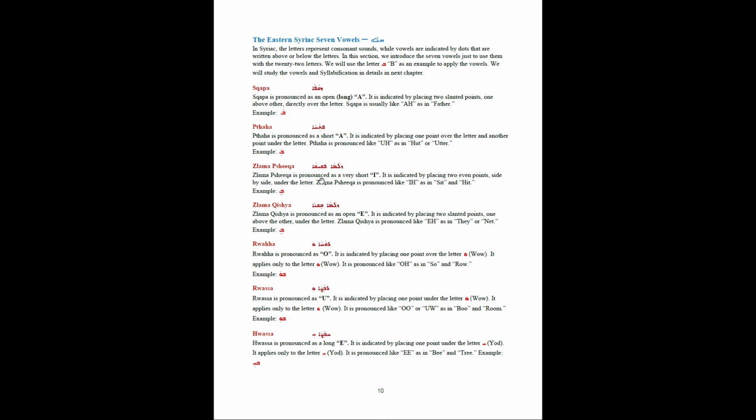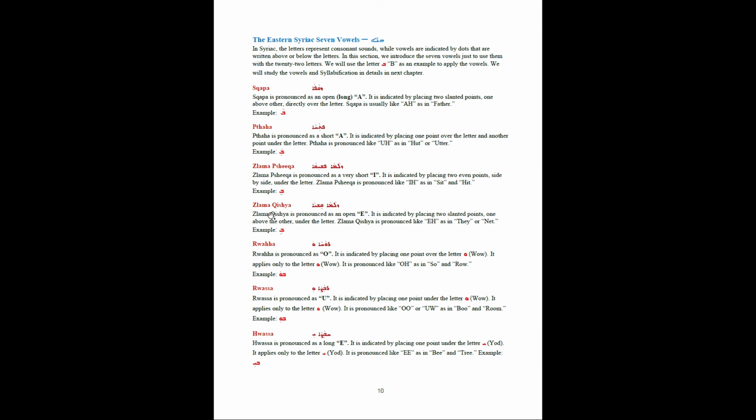The next one is Zlama Pshiqa. Zlama Pshiqa is a short I, and it is indicated by placing two even points side by side under the letter. Zlama Pshiqa is pronounced like the I in sit or hit. So with the B, short I, Bi.